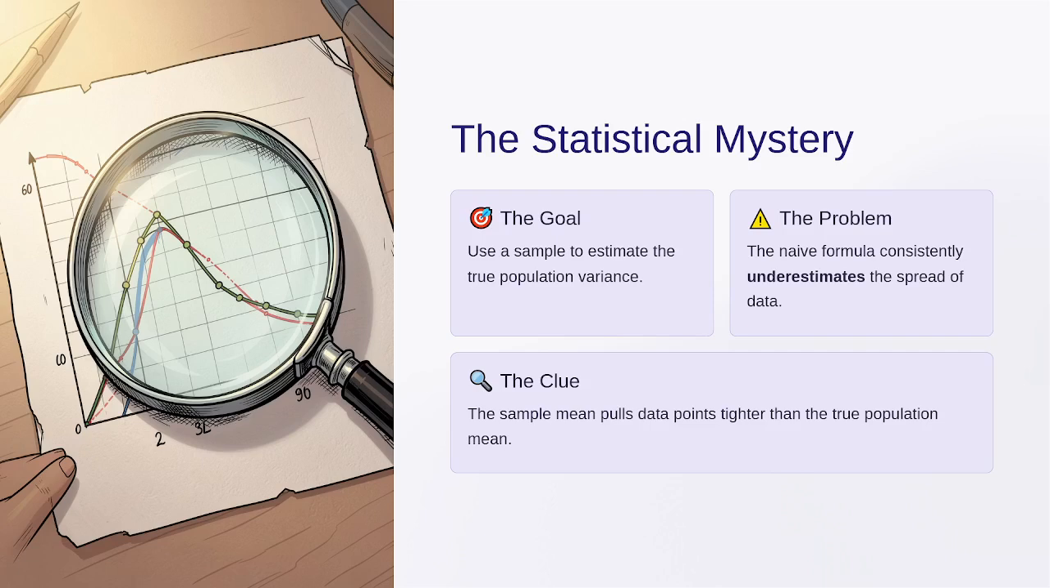Our goal is simple. We want to use a small sample to understand a large population. For example, suppose there are 10,000 mangoes on a farm. You cannot check all of them. So you pick 20. Now you want to know how much their weights vary. That's sample variance. But here's the problem. If you use the normal variance formula directly, it usually gives a smaller answer than reality. That means it underestimates the spread. Why? That's the mystery. And the clue is hidden in the sample mean.